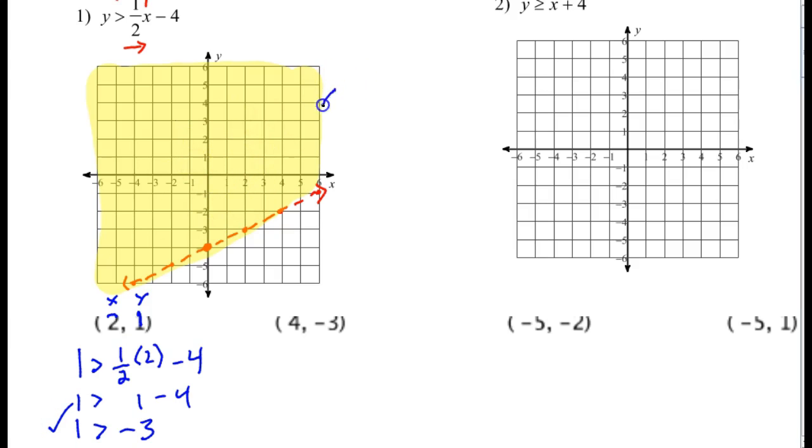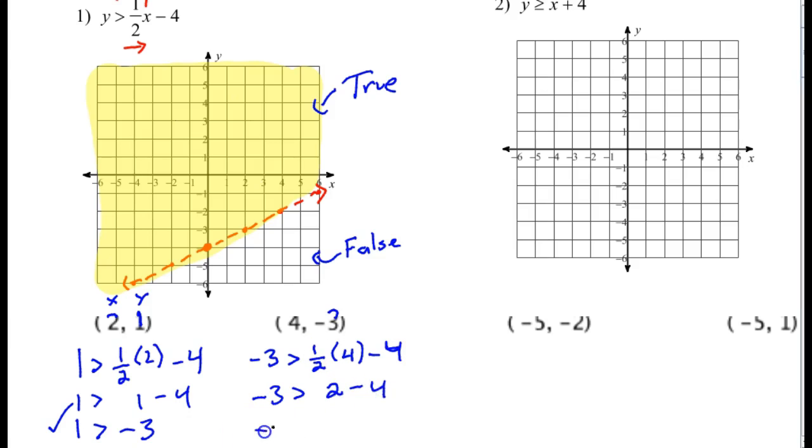Shaded region is the whole true area. Anything in this area is true. Anything in this area here would be false, because those are not solutions. And if you plug in here (4, -3) and test that, so is -3 greater than half of 4 minus 4? And simplify the arithmetic there. And you'll find out, is -3 greater than -2? No, that's false, right? -3 is not greater than -2.